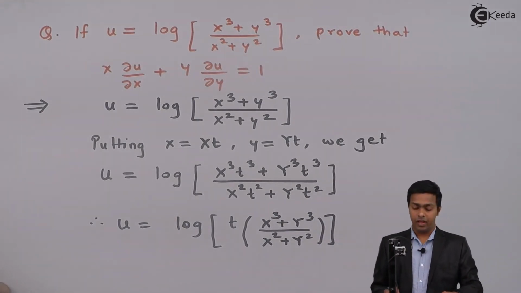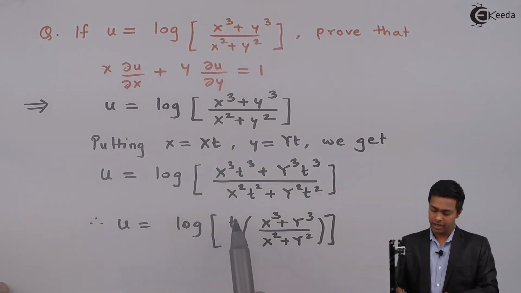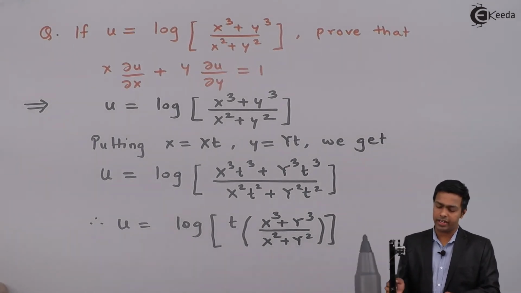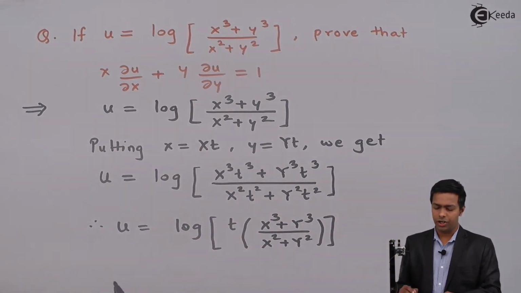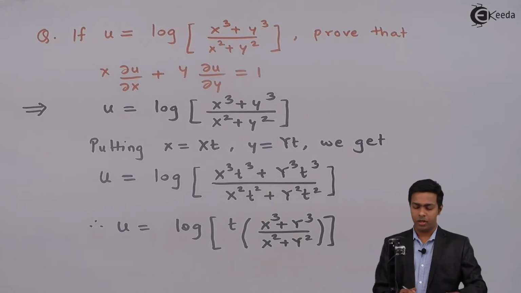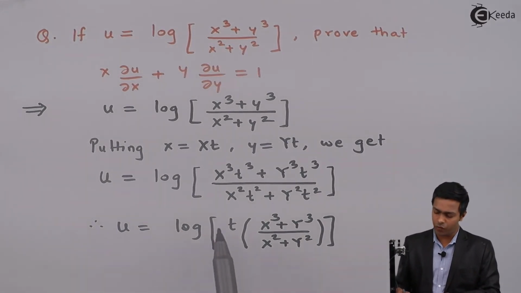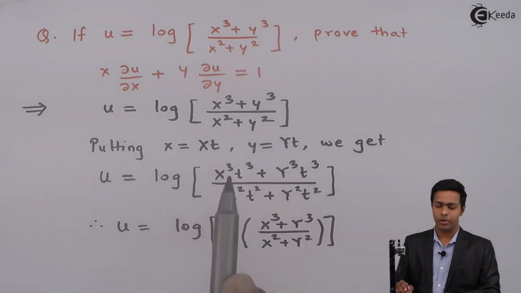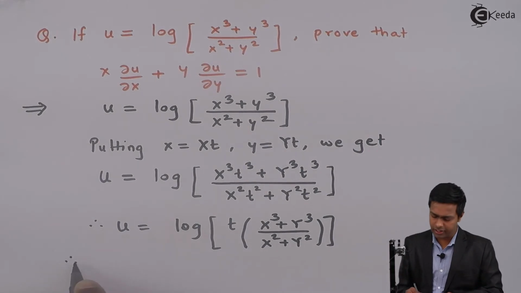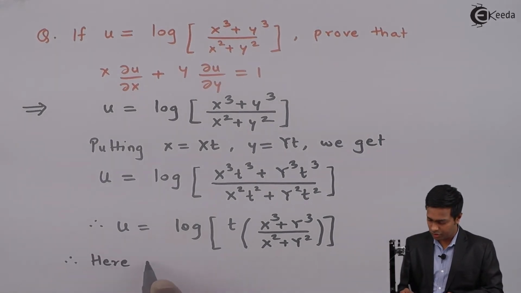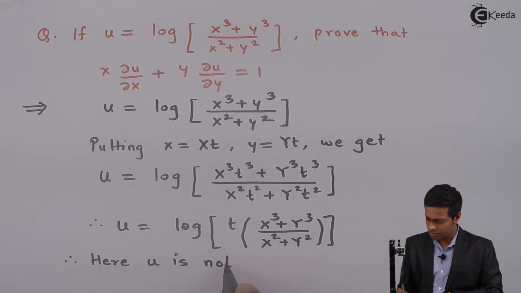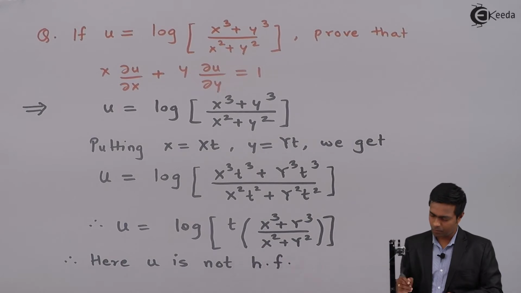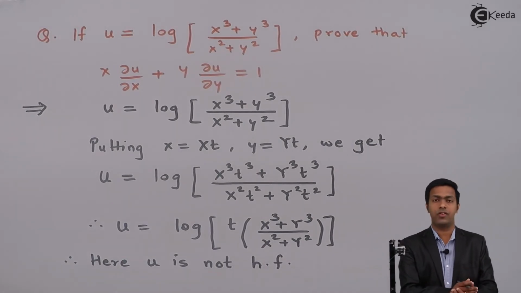Now if you see here, this t is remaining inside the logarithm, and hence we are not getting that original function u back. Hence here u is not a homogeneous function, because for u to be homogeneous, we want this t outside the function, so that we can get it in the form t raised to n into the function. But we are not getting that form, and therefore here u is not a homogeneous function. So now since u is not a homogeneous function, we cannot apply Euler's theorem, right?